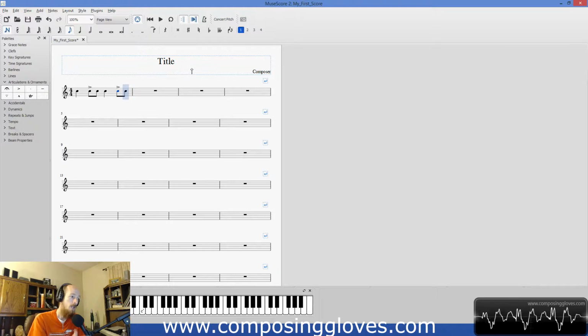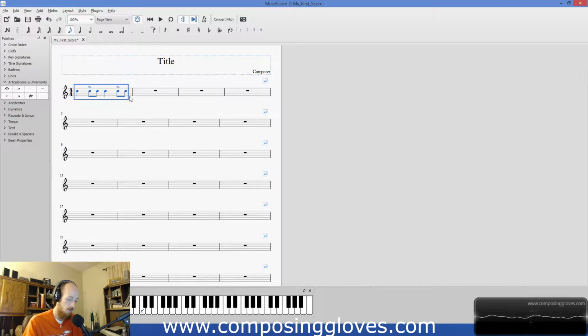But here we get 1, 2, and 3, 4, and 1. My 1 got emphasized, but 1, 2, and 3, 4, and 1. If I play this, so as you can hear, it does that.